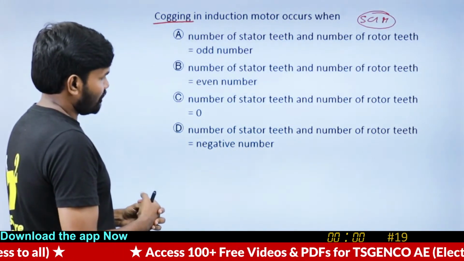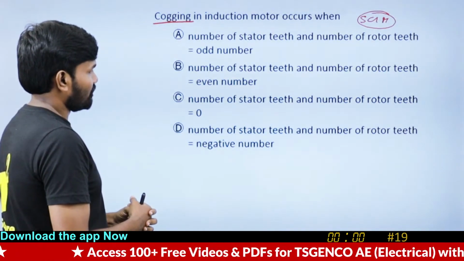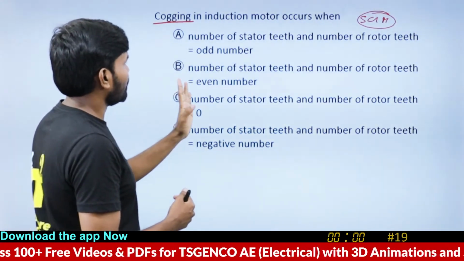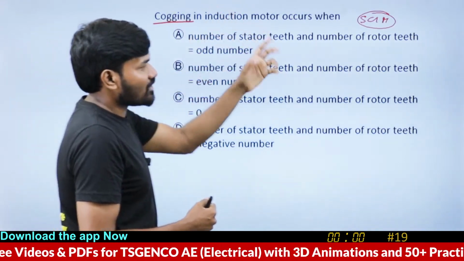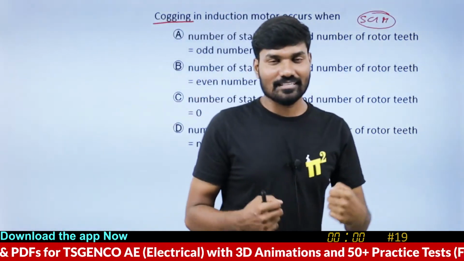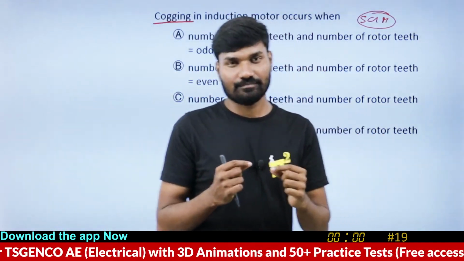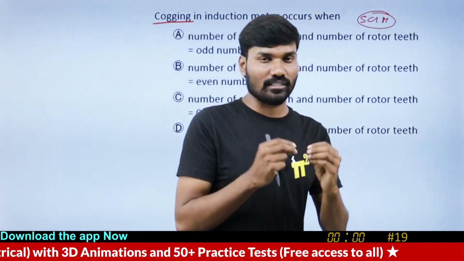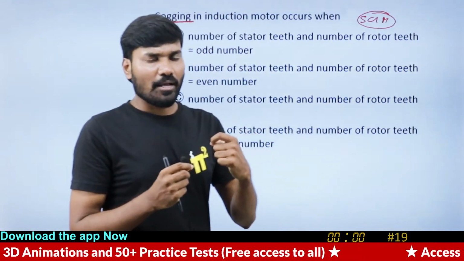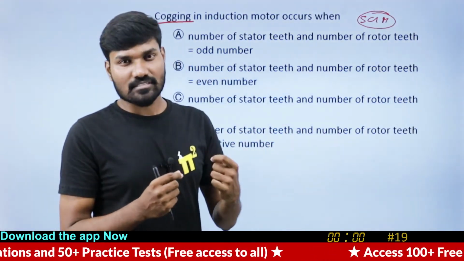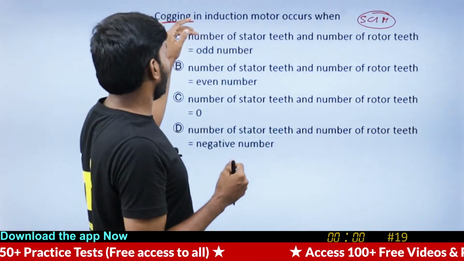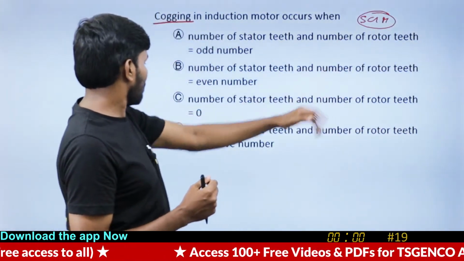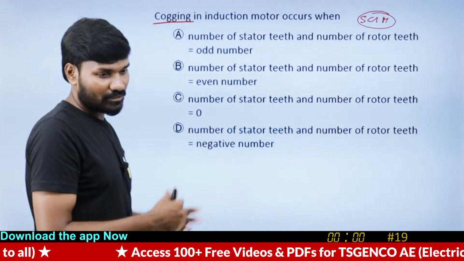Number of stator teeth and number of rotor teeth. I think there is something wrong in the options. Usually this happens when the number of stator teeth is equal to the number of rotor teeth, or maybe integer multiples. Then the cogging effect will happen. I think maybe the team might have misinterpreted or mistyped something.